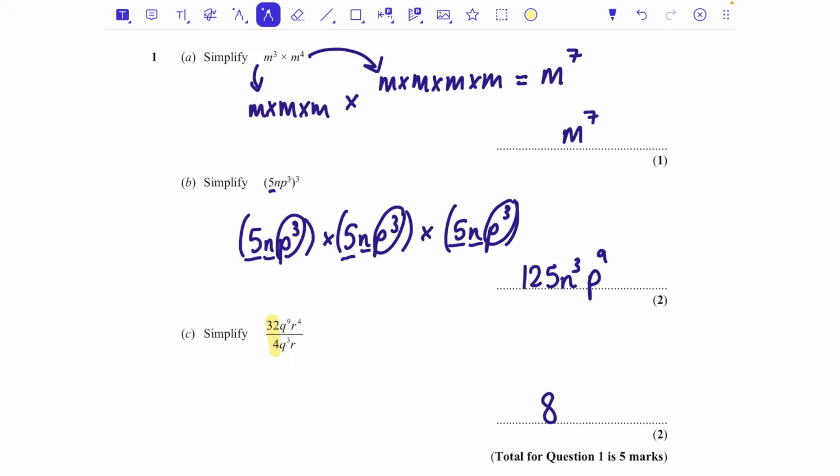Then I'm going to do q to the power of 9 divided by q to the power of 3. When you divide, we take away the powers. So q to the power of 9 divided by q to the power of 3 is q to the power of 6. And then with the last bit, r to the power of 4 divided by r, that is r cubed. Because that r on its own is the same as saying r to the power of 1. And again, we're dividing, so we're taking away the powers.